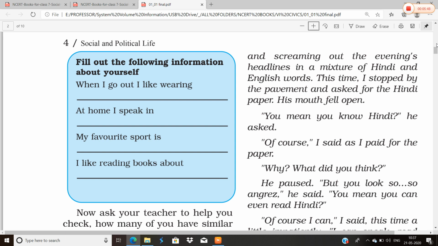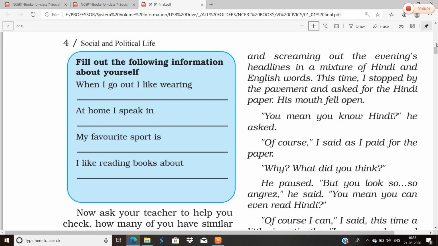His mouth fell open. "You mean you know Hindi?" One of the boys, who was selling the newspaper, said, "You mean you know Hindi?" He asked. "Of course," I said, and I paid for the paper. Then the other boy, who was cycling, said, "Yes, of course I know Hindi," and then he paid for the newspaper. "Why? What did you think?" He paused. "But you look so English."